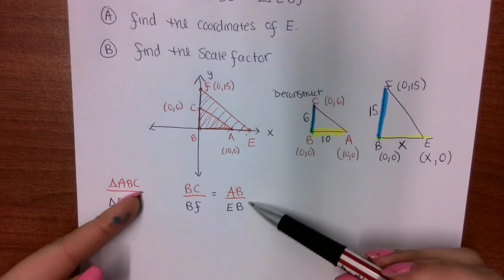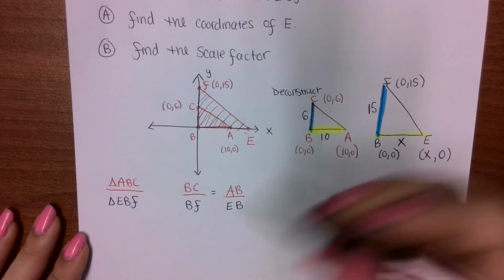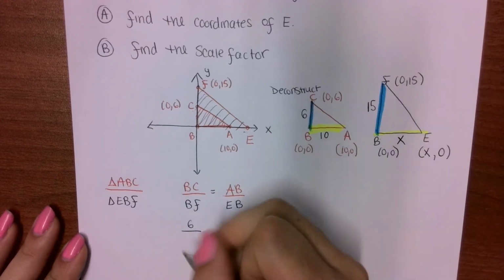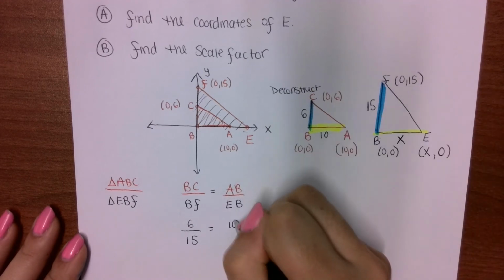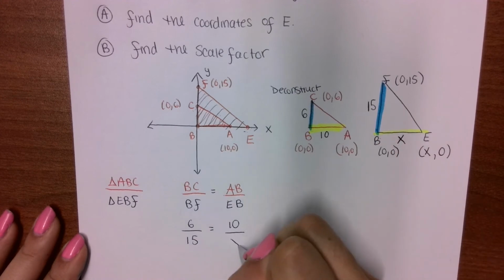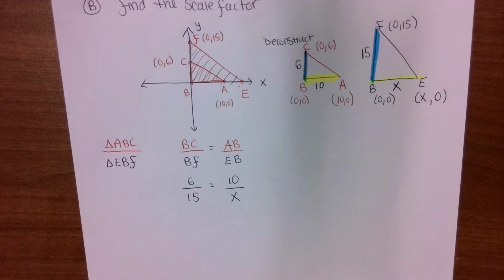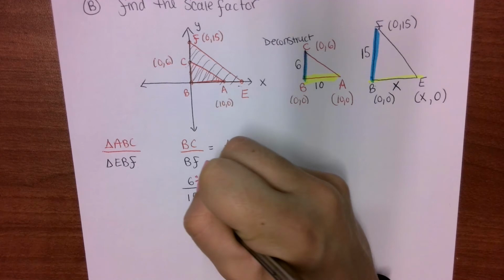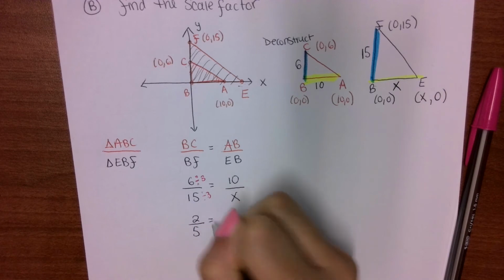So now that we have our proportion, we're going to input the values. So BC is 6. BF is 15. AB is 10. And we do not know what EB is, so we're going to put x. Now, you could go ahead and cross multiply, or what I like to do is simplify any ratios I see first. So I check, can I simplify this fraction? I can. They're both divisible by 3. That's the greatest common factor right here. So I'm going to have 2/5 equals 10 over x.